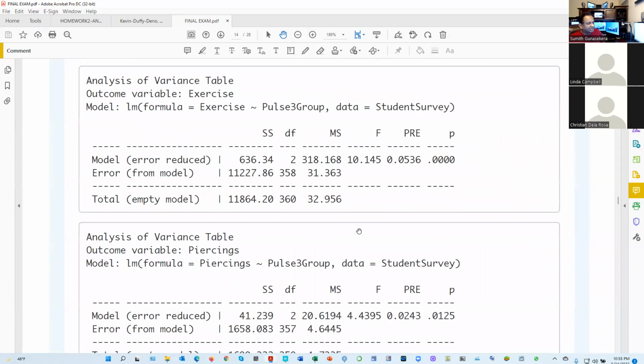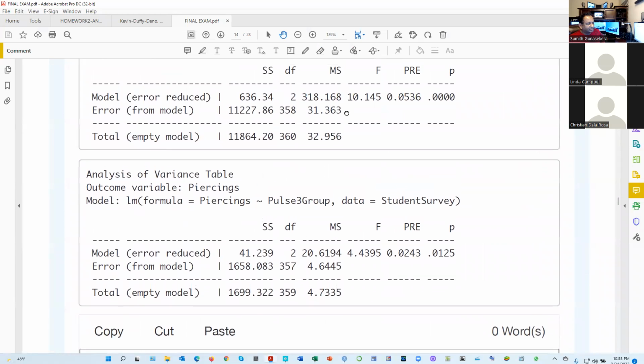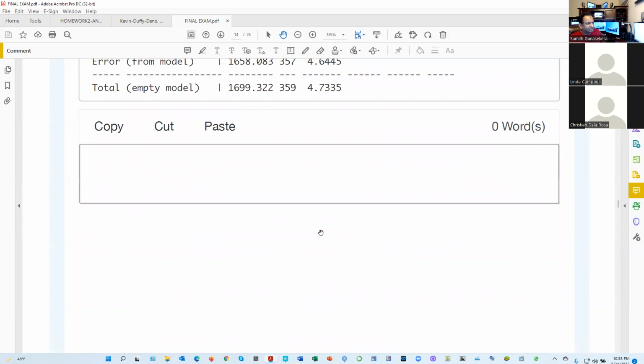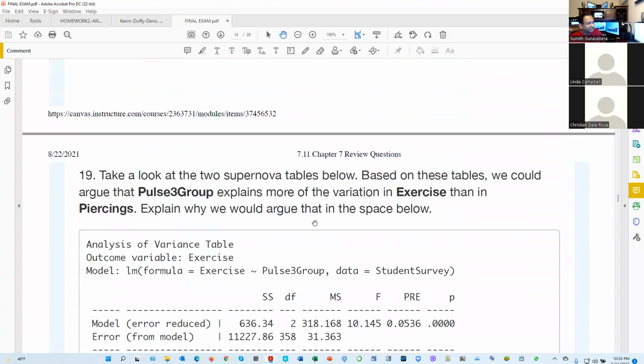Now they compare and contrast two of them: the Pearson pulse 3 group and the exercise pulse 3 group. They say the totals are different. Now let's see what the question was. Number 19: take a look at the two ANOVA tables below.